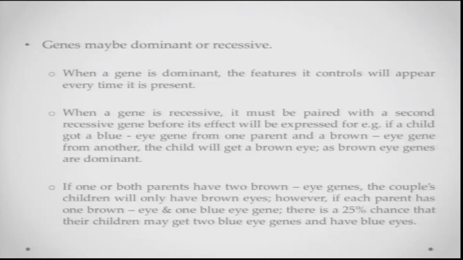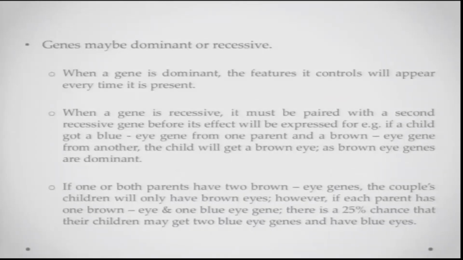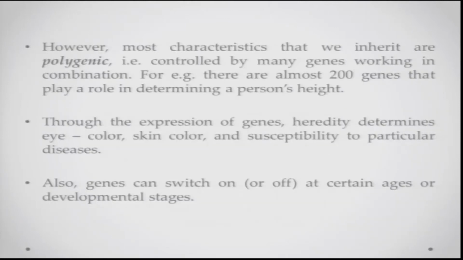Now if one or both parents have brown eyes, the couple's children will only have brown eyes if the parents carry only brown eye genes. Now if each parent has one brown and one blue eye gene, then what is the child getting? The child is getting probably one blue eye gene, one brown eye gene, or a permutation of that. There is therefore a 25% chance that the child gets both blue eye genes and ends up having eyes of blue color. So that's how this dominant and recessive aspect of genes works.